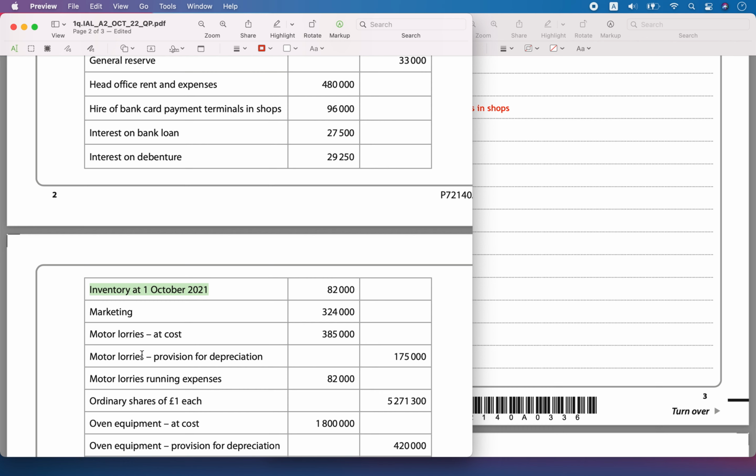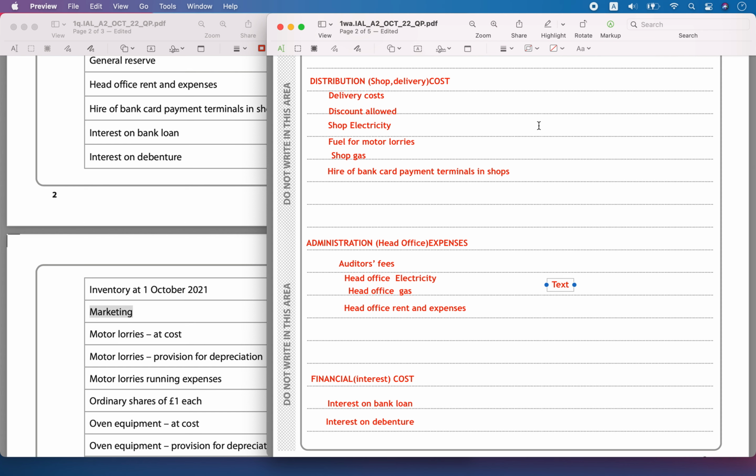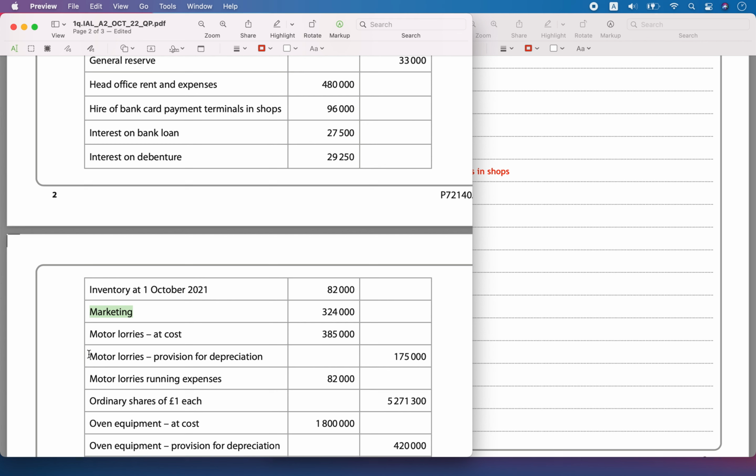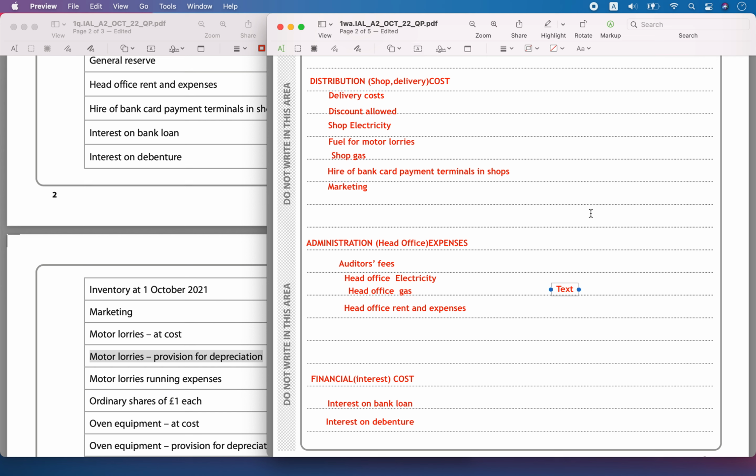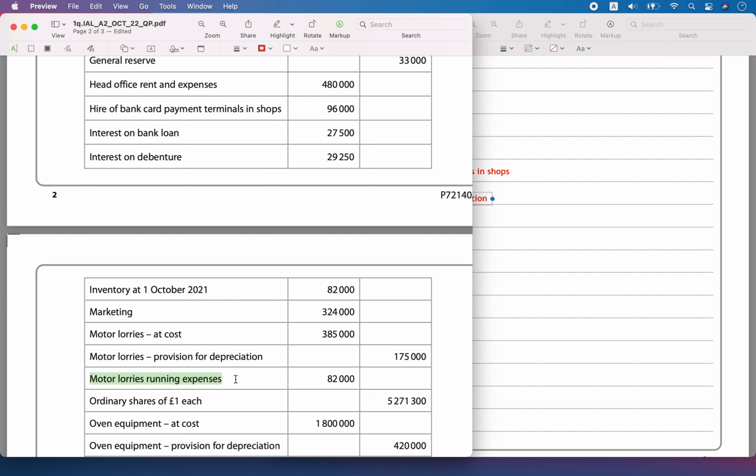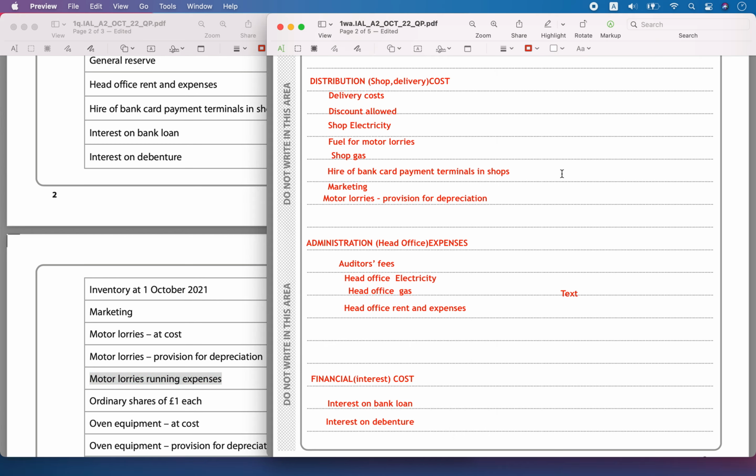Then opening inventory is going to appear in the cost of sales. Then marketing is used for distribution, so marketing will appear under the distribution cost. Then motor lorries depreciation, it is used for distribution purpose. So we will write here motor lorries depreciation. It's going to come under the distribution cost. Then motor lorries running expense, it is also going to come under the distribution cost.